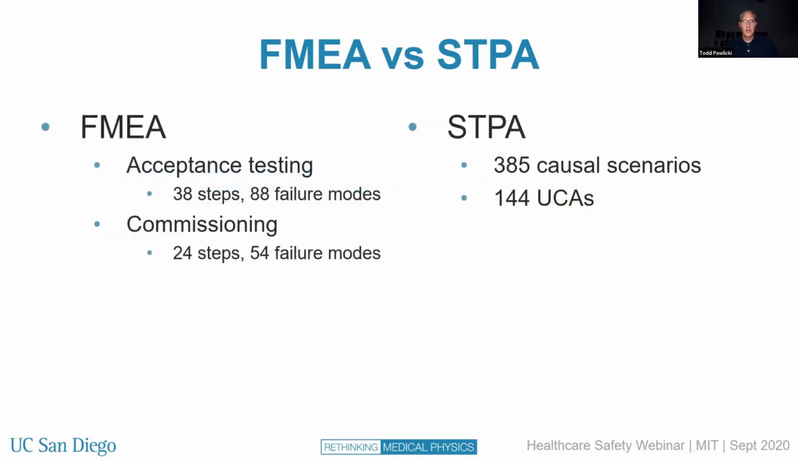So for comparison here, acceptance testing found 38 steps, 88 failure modes. Commissioning was 24 steps, 54 failure modes. And for the STPA, that included acceptance testing as well as the general clinical use of the system, we came up with 385 causal scenarios and 144 unsafe control actions.